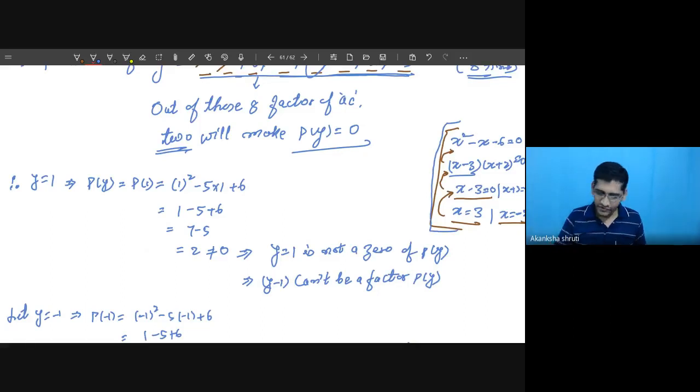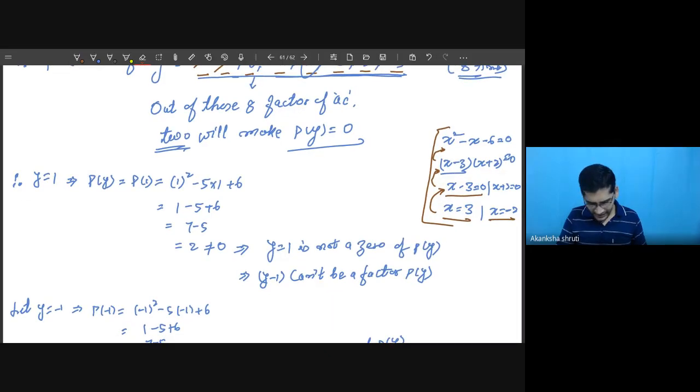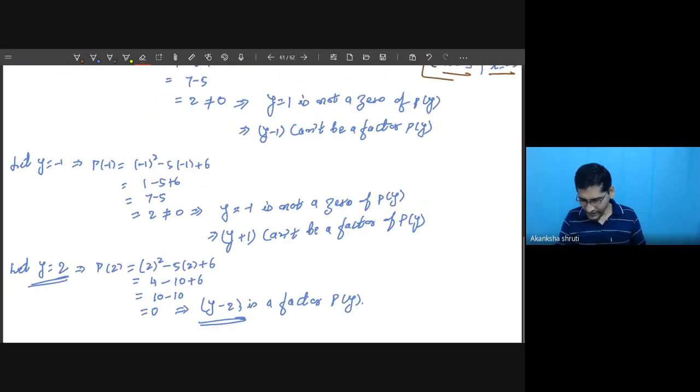From a quadratic polynomial we were getting two linear polynomials. Okay, student, in a similar fashion, here also we have obtained y minus 2 as only one factor. The other factor we also have to obtain. So therefore, go for y equals, say, minus 2. Then you will see p of minus 2 will not be 0.